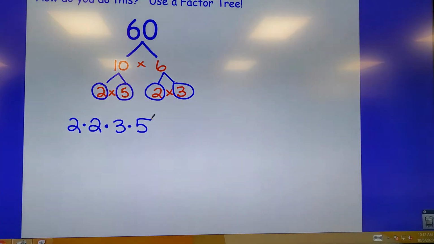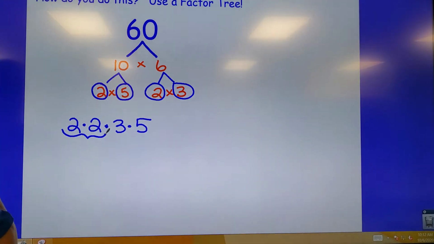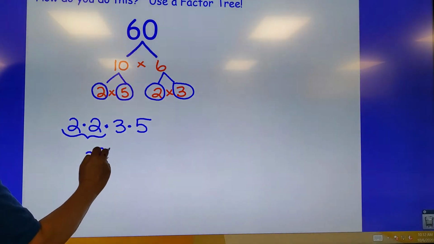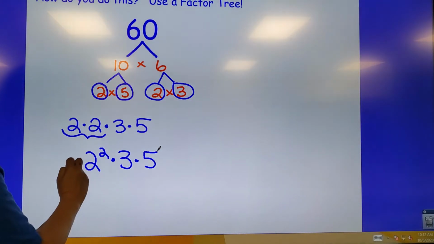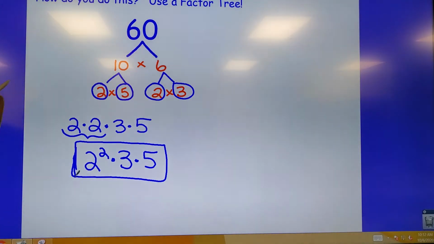And our very last step is going to be to write any number that repeats with exponents. Since I have two 2's, I'm going to write 2 to the second power times 3 times 5. And that's it. There is our prime factorization of 60. Okay? All right, let's do some more practice.